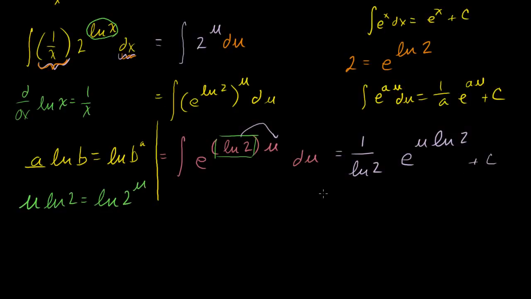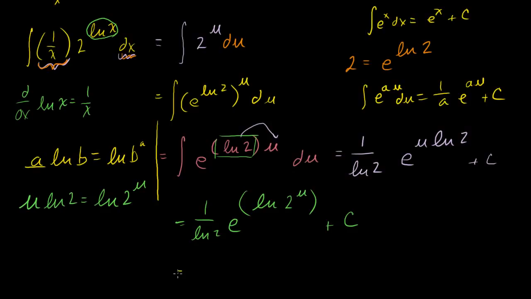So we can rewrite our antiderivative as being equal to 1 over the natural log of 2, that's just that part here, times e to the natural log of 2 to the u. And of course we still have our plus c there. Now, what is e raised to the natural log of 2 to the u? The natural log of 2 to the u is the power that you have to raise e to to get to 2 to the u, by definition. So if we raise e to that power, we're going to get 2 to the u.